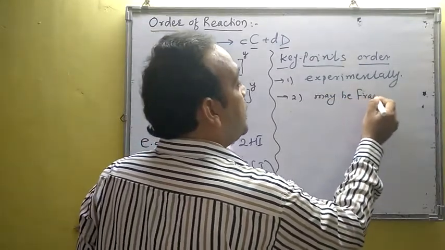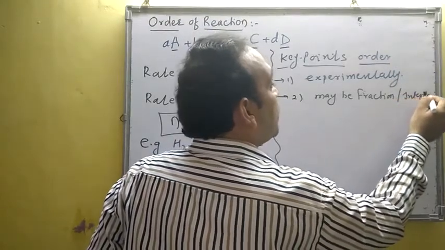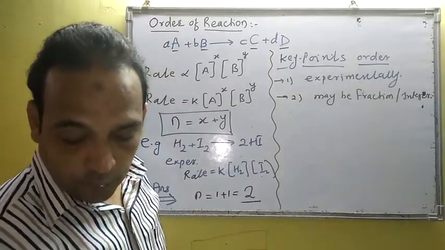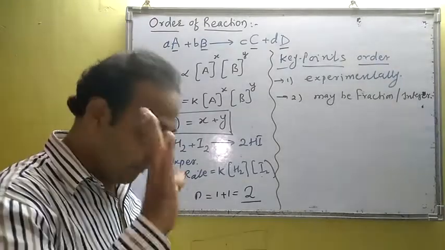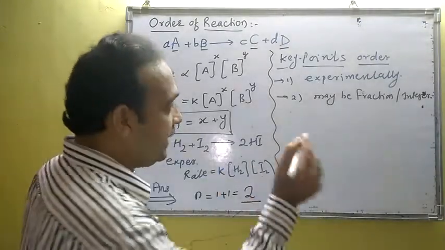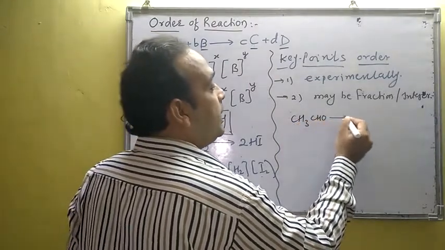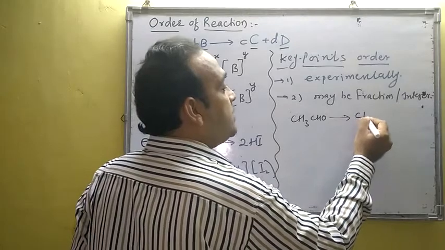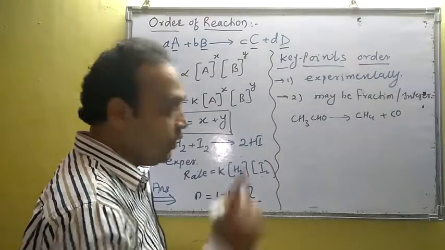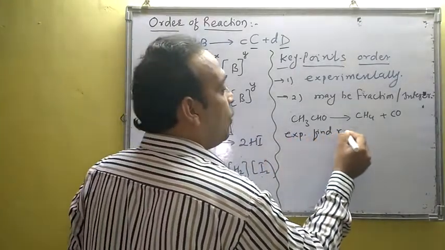Order of reaction may be fraction or integer. Now suppose one example is given to you: decomposition of acetaldehyde. Acetaldehyde is CH3CHO. When it decomposes, it gives CH4 plus CO. Now experimentally find rate of reaction.